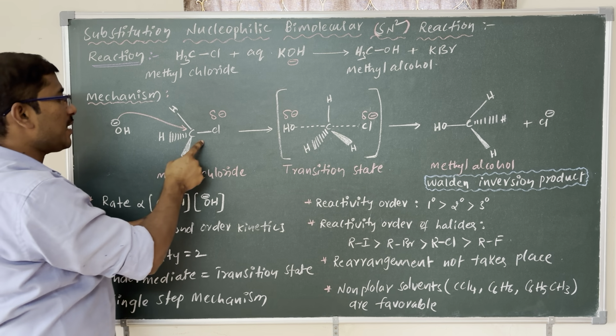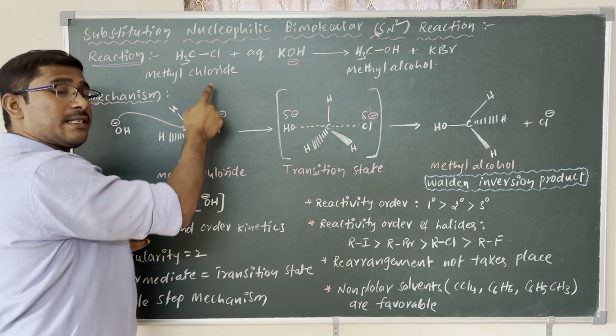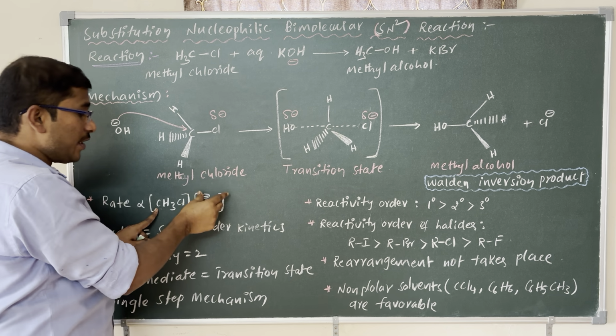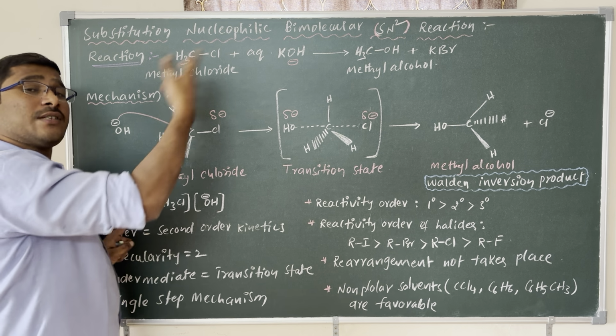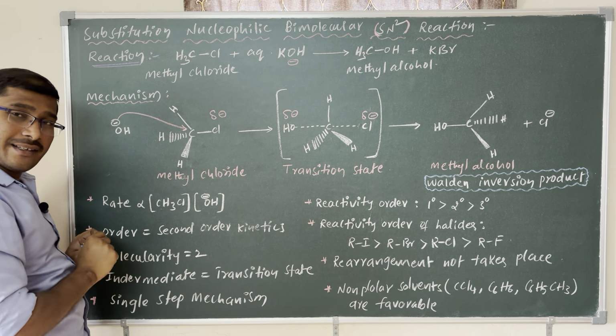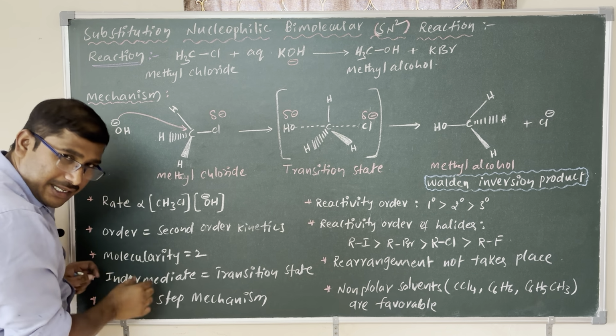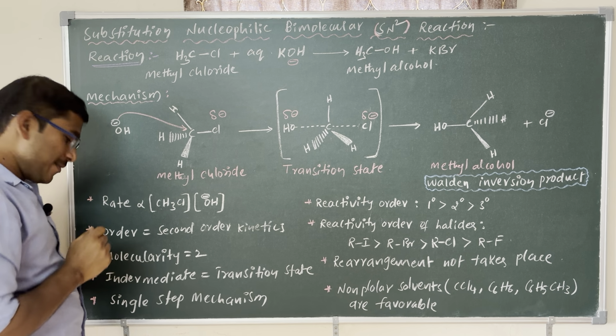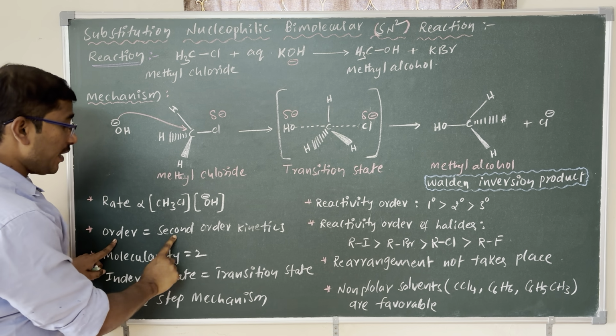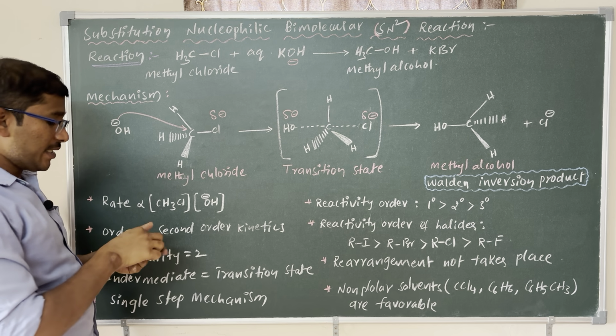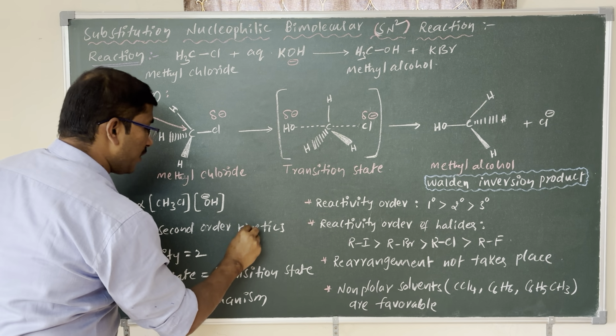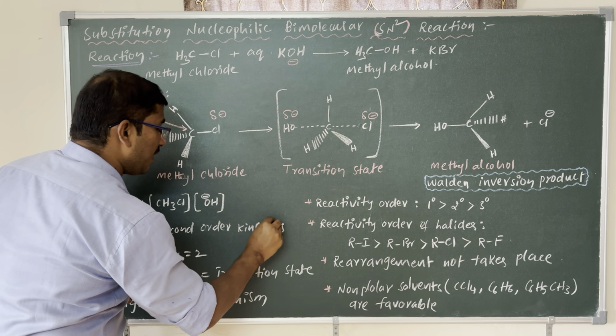We can increase the concentration of methyl chloride, or the concentration of hydroxyl ion, that is the nucleophile, and the rate of reaction also increases. Why? Because there is a direct relation. We can decrease the concentration, and the rate also decreases, the speed also decreases. It is a second order kinetics, students.